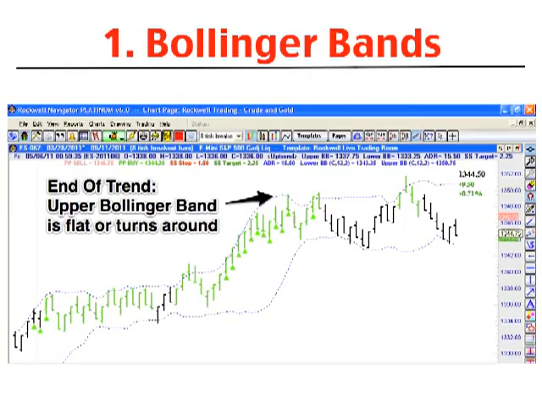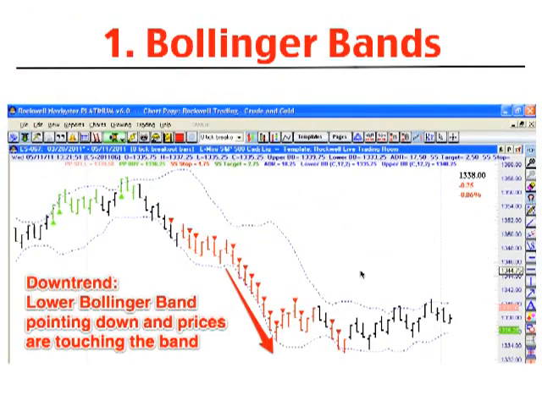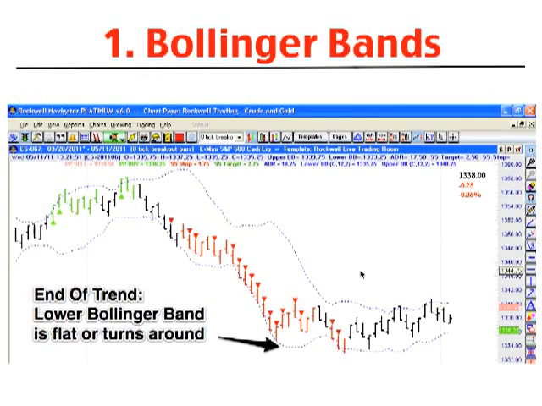So the same is true for a downtrend. In a downtrend, you will see that the lower Bollinger Band is pointing down in a 45-degree angle or more, and prices are constantly touching the lower Bollinger Band. And the downtrend is over once the lower Bollinger Band is flattening and prices are no longer touching it, like here. It's pretty simple, isn't it? But it works. Please try it for yourself. Just plot the Bollinger Bands on your chart after we finish this video and try it out.